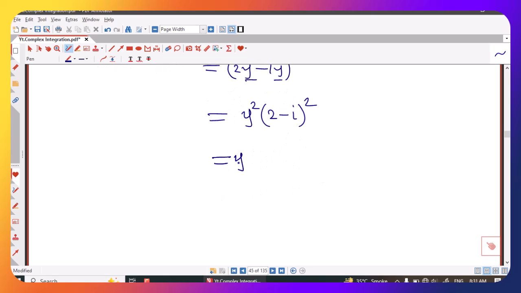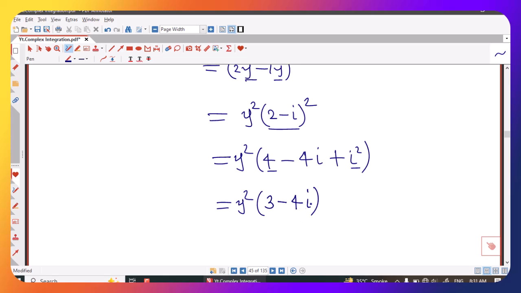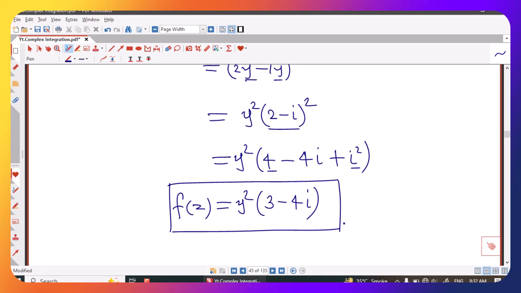Now these are simple calculations. If we square this using the formula for the square of a minus b, we have a squared, that is 4, minus 2ab, that is minus 4i, plus i squared, and this will give me y squared. Here i squared is minus 1, so I will have 4 minus 1, that is 3, and 3 minus 4i. This is our f of z in the form of the variable y, or parameter y.